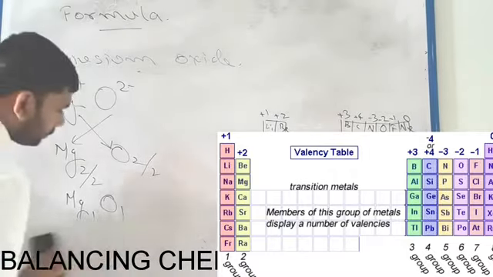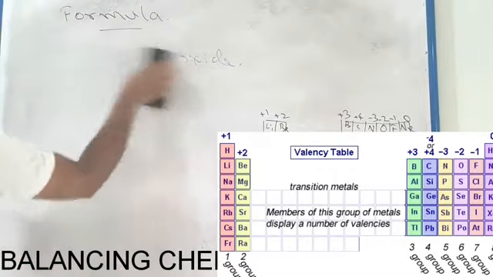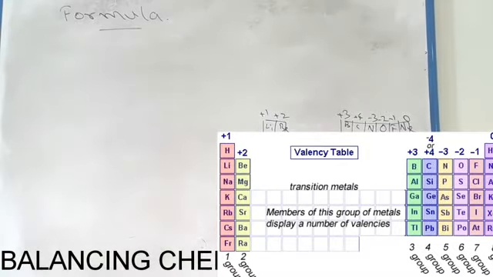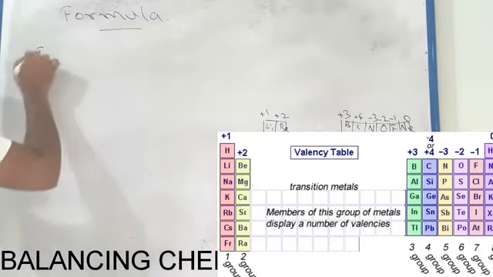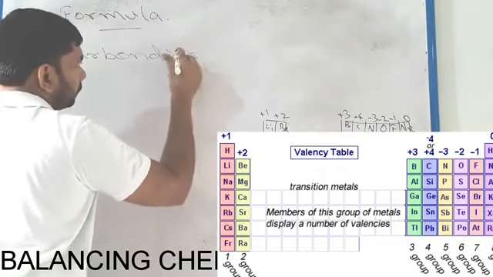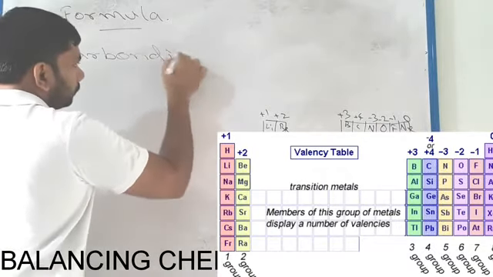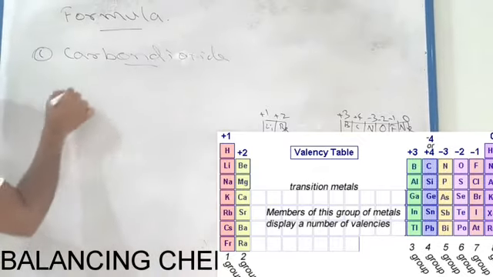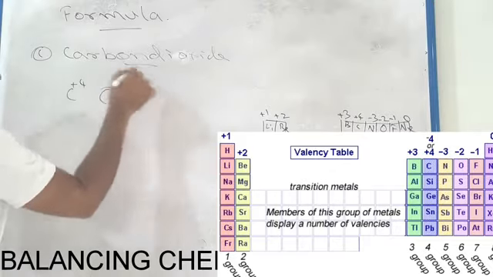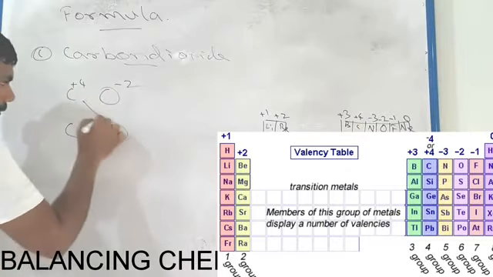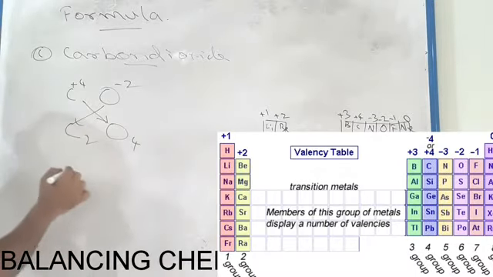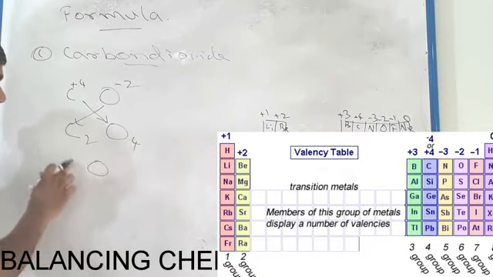Check another example. Carbon dioxide. Carbon, oxygen. Okay, carbon plus 4, oxygen minus 2. Write it again. Here it is 4, here it is 2. We will simplify with a common number. Which number will we use to simplify?